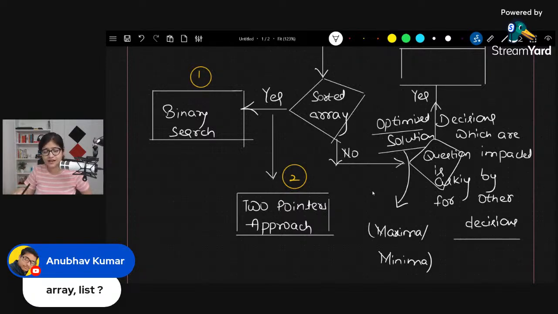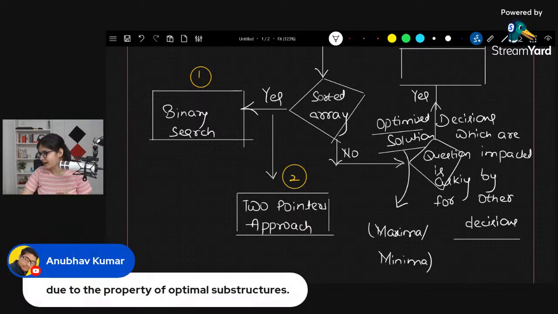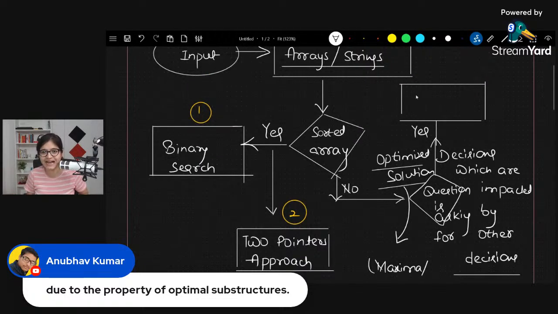Here, what I'm saying is, I want to find all the possible solutions, and out of those, one solution is the best one. Which approach should I use? Harish is saying greedy, Sachin is saying DP, Bhupesh is saying DP, Anubhav is again saying DP due to the property of optimal substructure. So yes, this is dynamic programming. Dynamic programming is the correct answer.